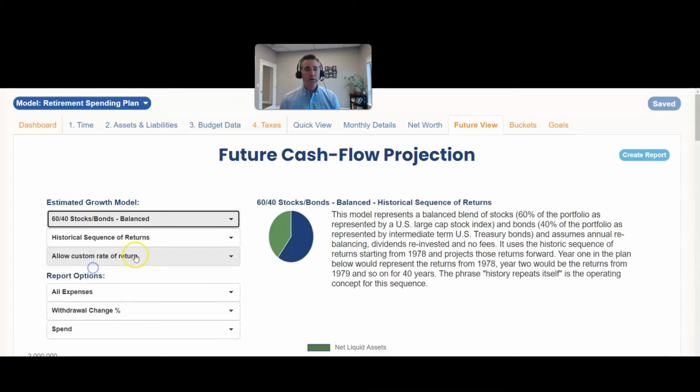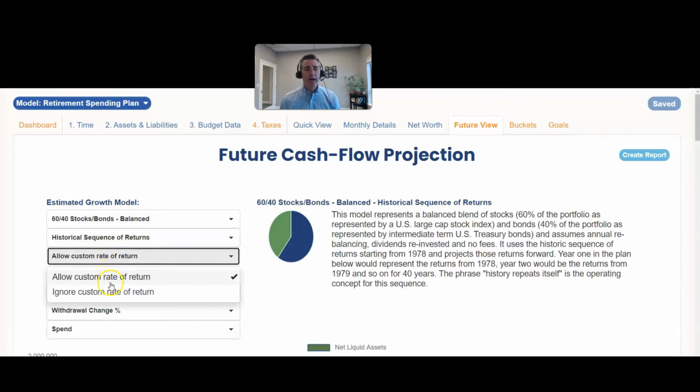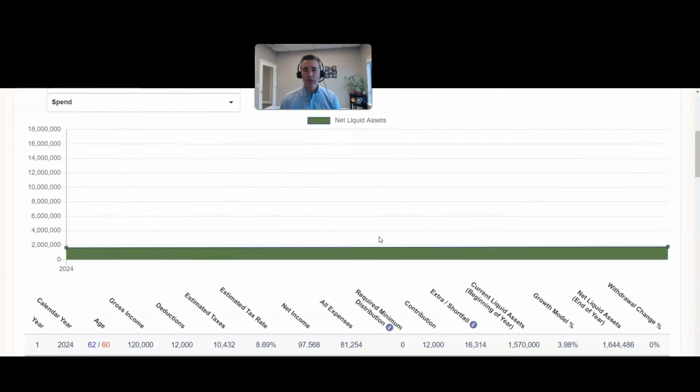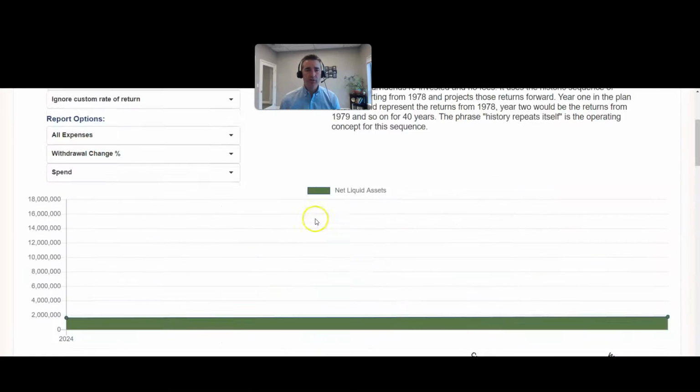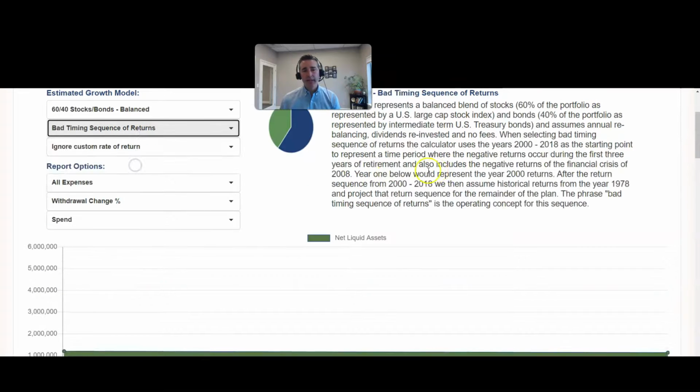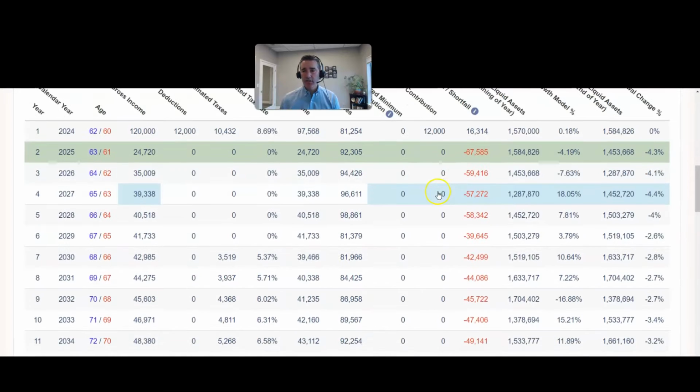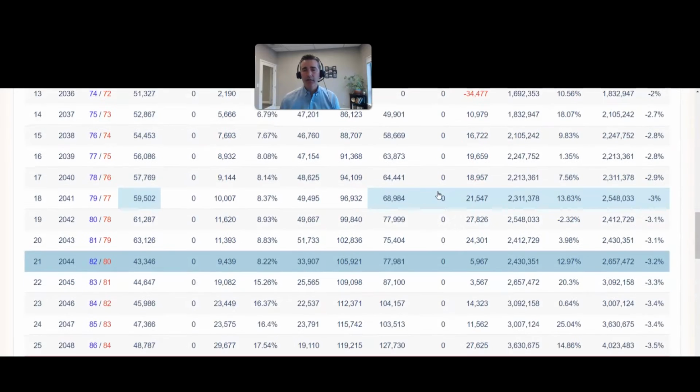Or maybe we want to look historically and say, well, what would have happened if we would have had a 60% stock, 40% bond portfolio and experienced a historical sequence of returns? What would their portfolio look like in that situation? So you can see those different return sequences. You could say, what if there was a bad timing sequence of returns? So you could see how much money they would have in that scenario.